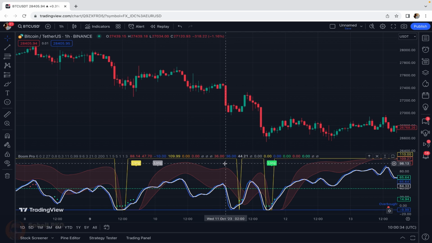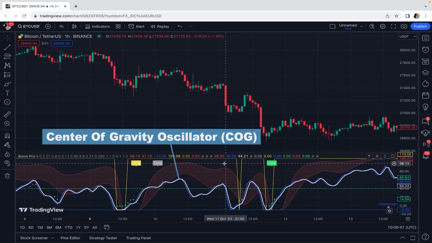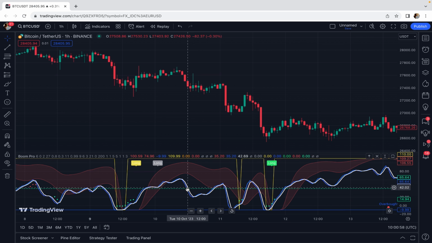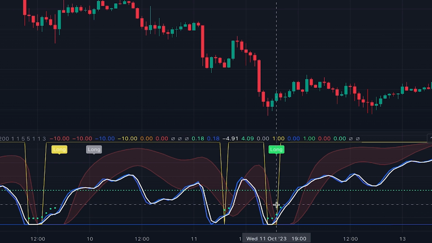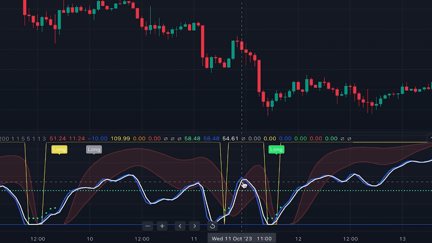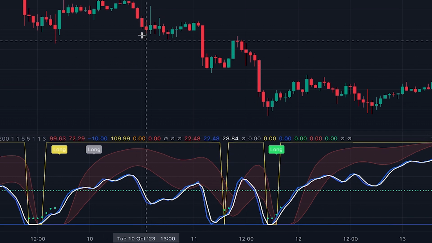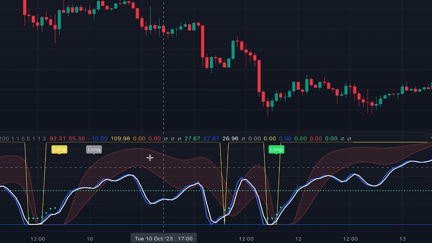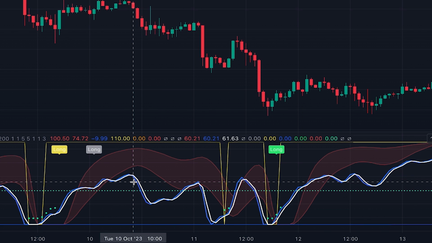This indicator is built based on center of gravity oscillator, this white and blue line, which is a fast oscillator for evaluating momentum. When the blue line is above the white line, we have greater upside momentum, and when the blue line is below the white line, we have greater downside momentum. This cloud is the smoother version of this, and it can help us when we are entering a position for more confirmation, which I'll explain later.